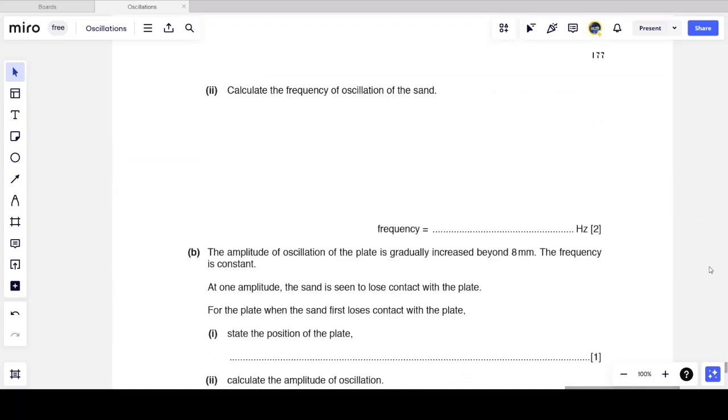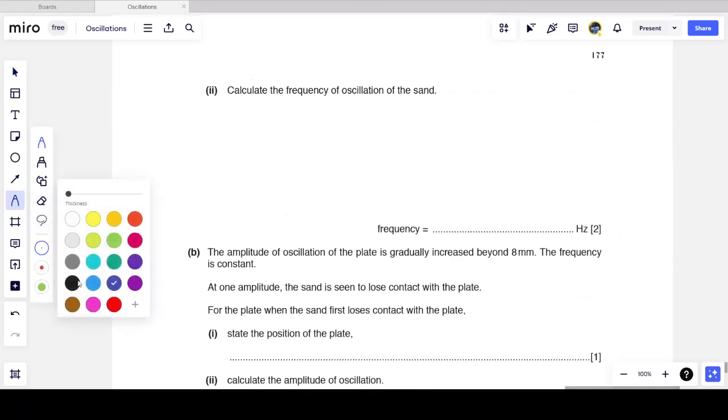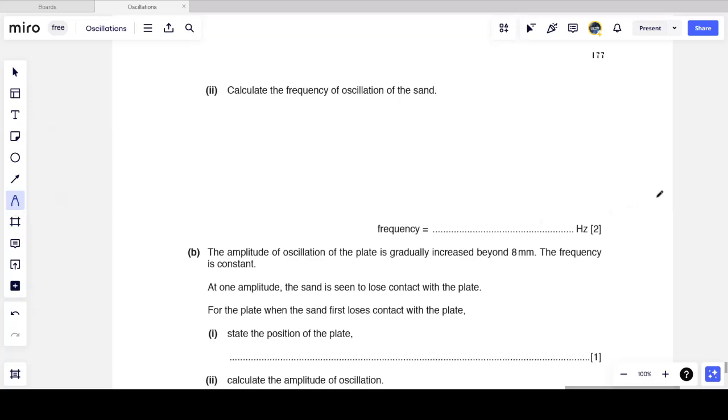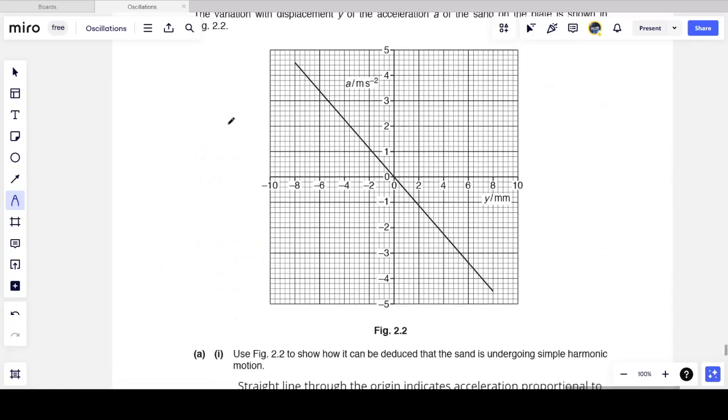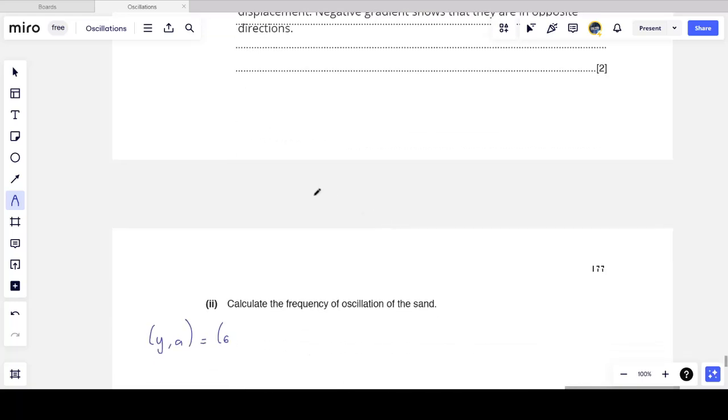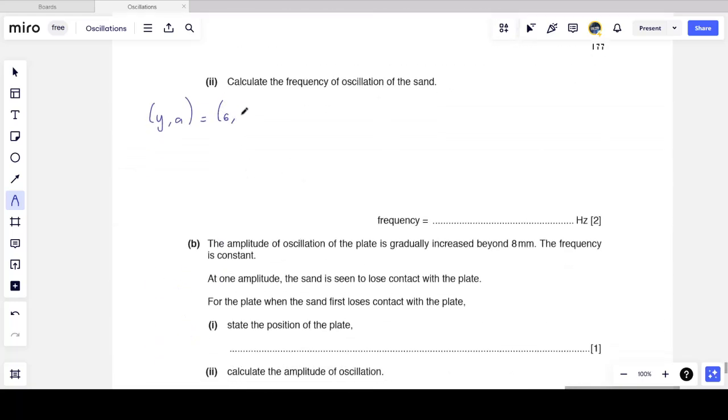So another interesting type of question, in this case we have a graph rather than a mathematical expression, but we can still explain it in the same way just by referring to the graph. We're then asked to calculate the frequency of the oscillation of the sand. Again, I'm not given any values, but I'm given a multitude of values, which is basically what my graph is. And I'm going to again just take two random points. I'm going to choose the points where the displacement is 6 millimeters, and the acceleration is 3.4 meters per square second.